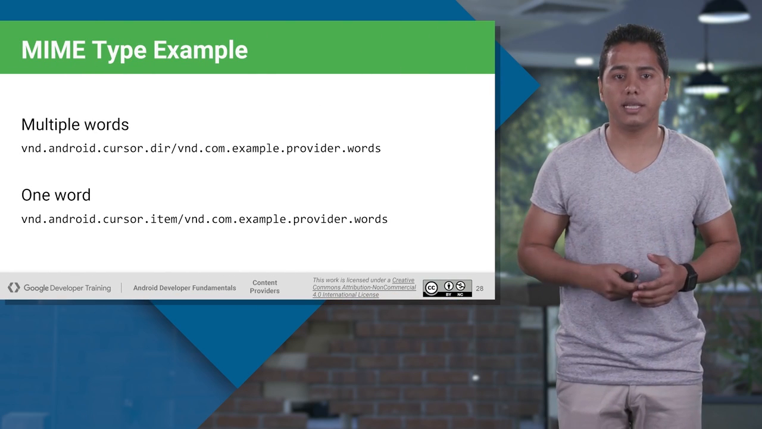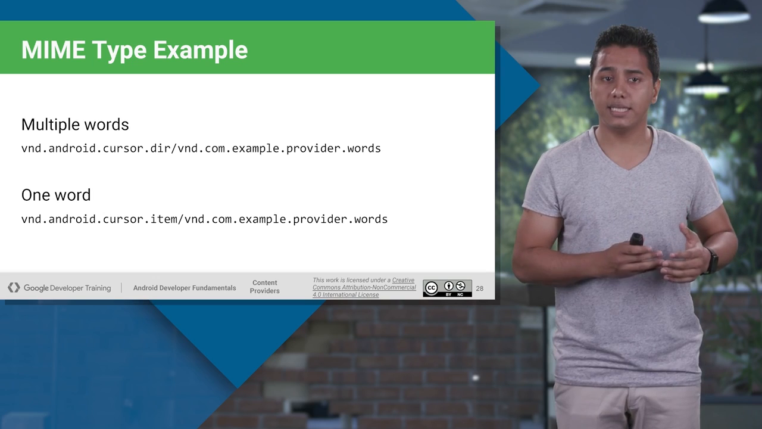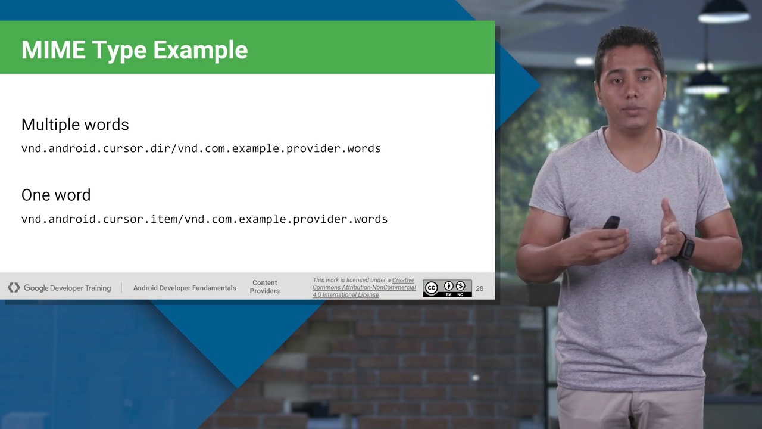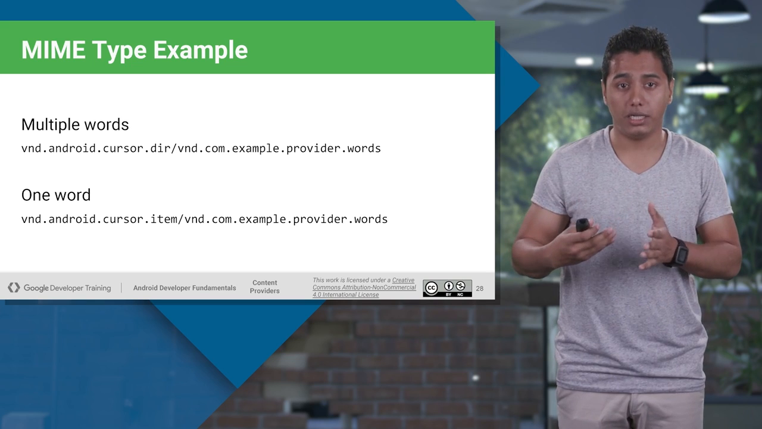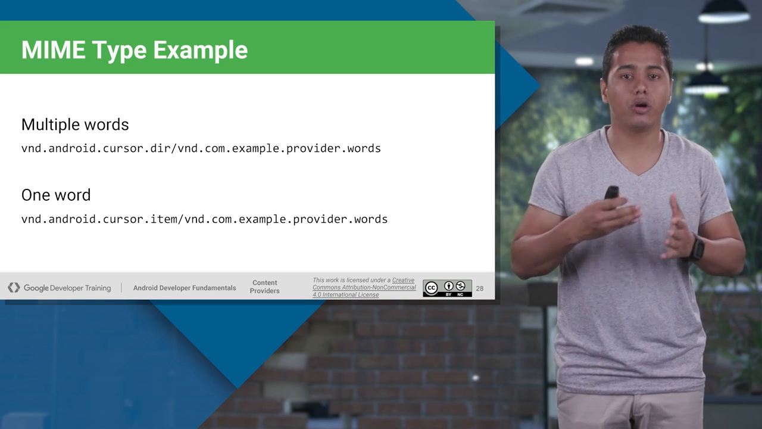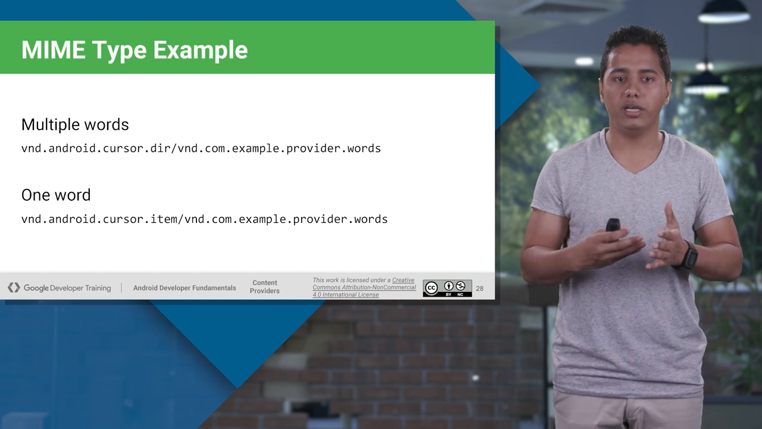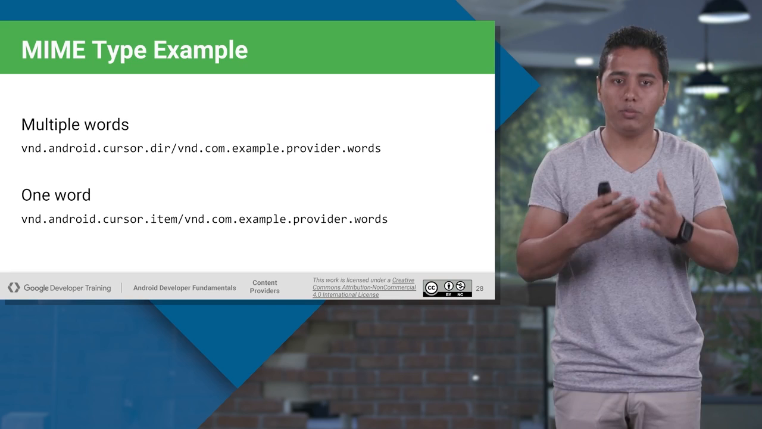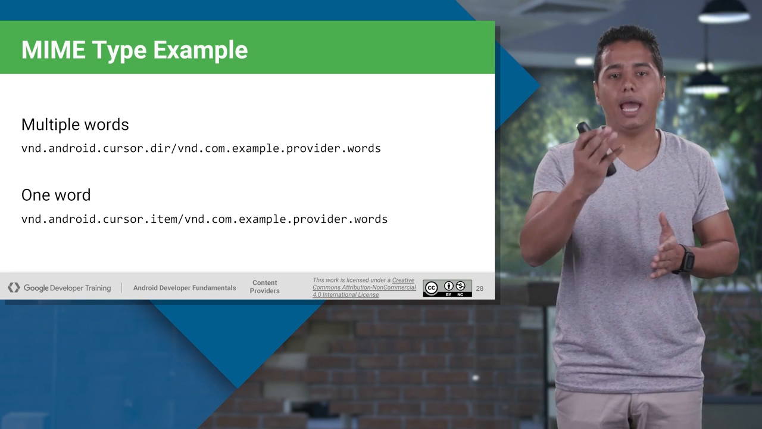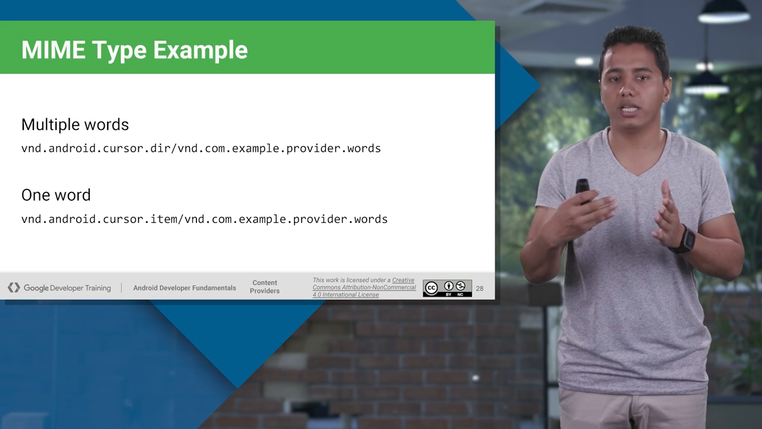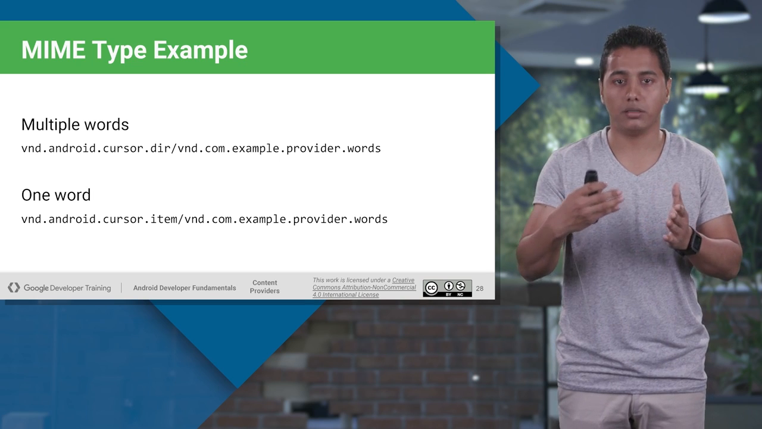So let's just see this in action. If you are accessing multiple words, again the vendor type VND, then because you are accessing multiple, the subtype will be android.cursor.dir. If you would be accessing just a single word, then the vendor type would be the same, and the subtype would be android.cursor.item. And then you have VND, and then the provider specific path.